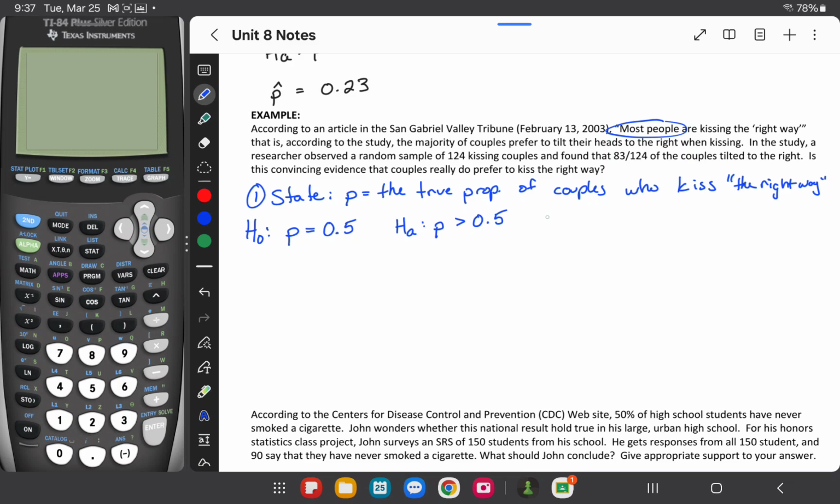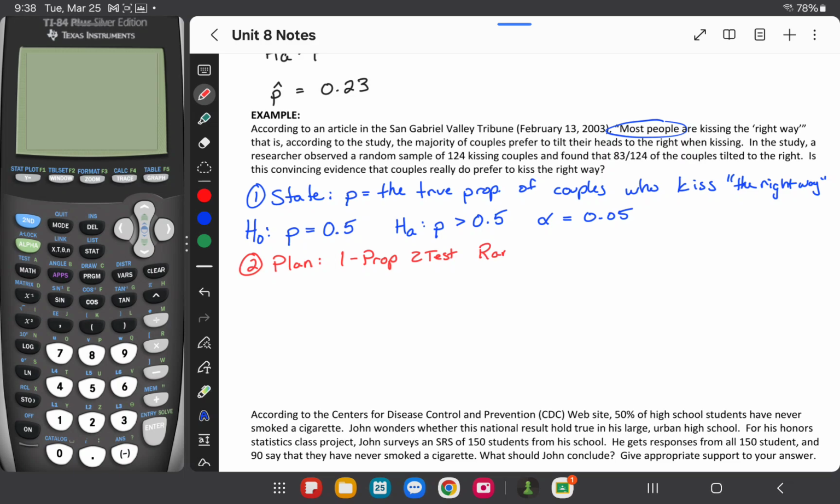And since it doesn't list a significance level for us, we'll go ahead and assume that for our significance level, 0.05 will be good enough. Okay, so next in our plan, let's go ahead and say what test we plan to use and check the conditions for it. So our plan is going to be to do a 1 proportion z test. That's going to be the same for all of our proportions, for right now, that single proportion z test. And then let's check our conditions.